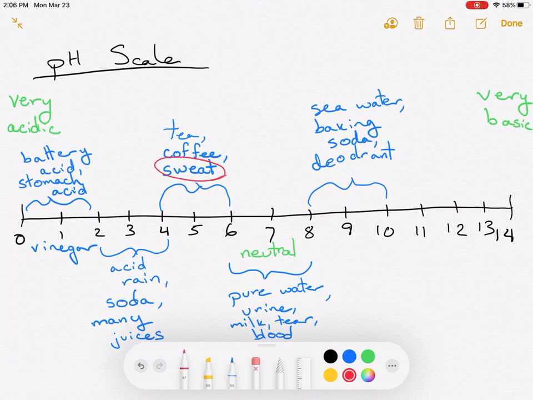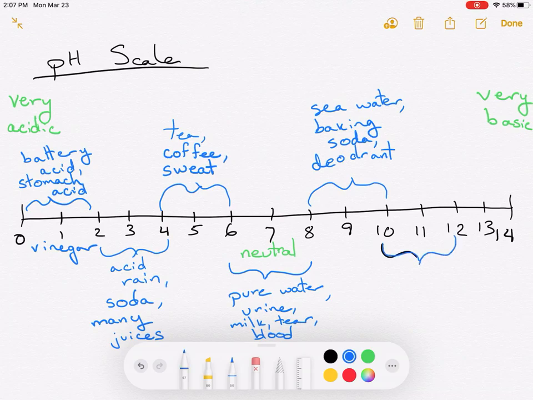All right, I think I spelled that right. Who knows? All right, so if you think about where sweat is, we've got sweat over here. So deodorant's just slightly basic to offset that. So that's actually the whole point of deodorant, is it helps combat the sweat via a pH thing. So that's kind of neat.